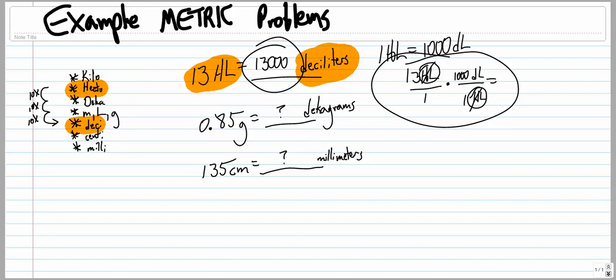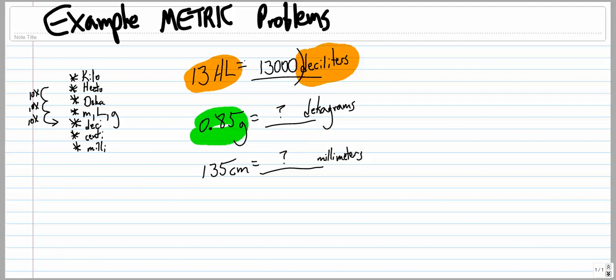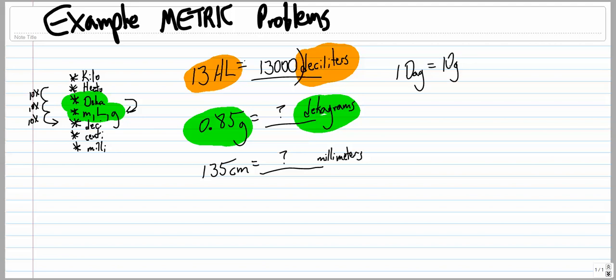Okay, next problem. All right, this problem we're going from 0.85 grams. Grams is right here. It's one of the 3 base units, meters, liters, and grams. And we're going to decagrams. So we're going 1 step up. So that tells us that, however you want to look at it, 1 decagram is 10 grams, or you could say 1 gram is 1/10 of a decagram. Either way. So I'll write that both ways. 1 decagram is 10 grams, or you could say that 1 gram is 1/10 of a decagram.